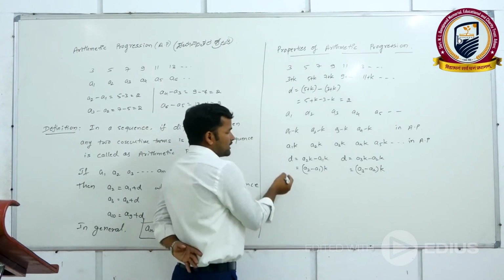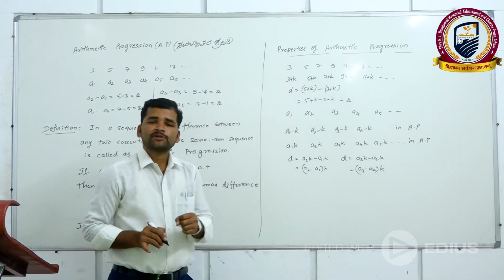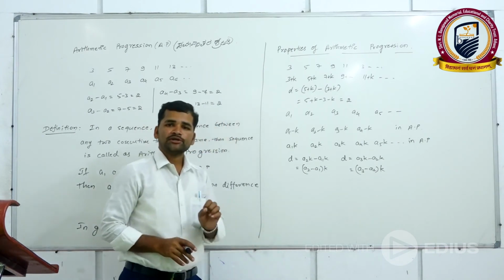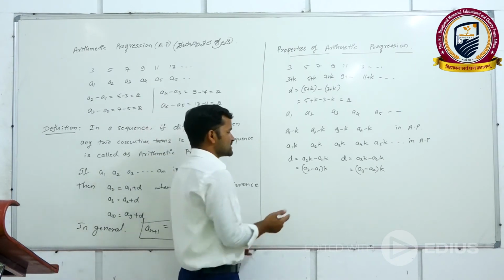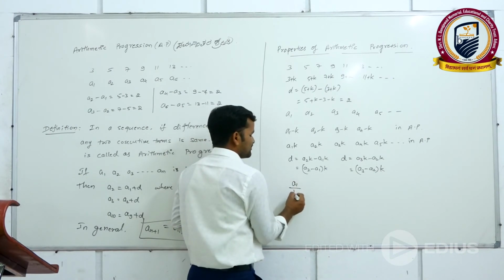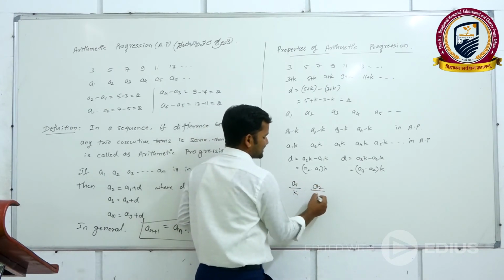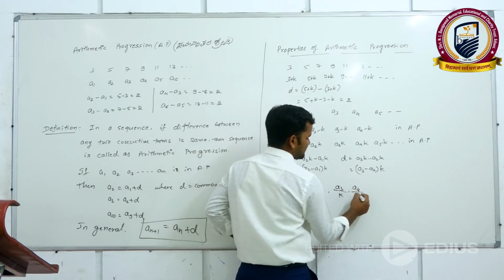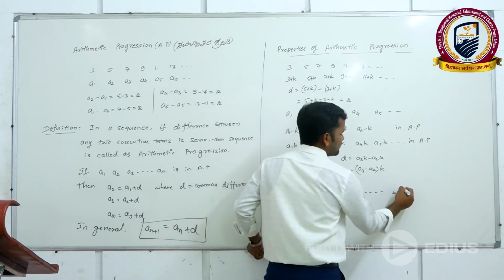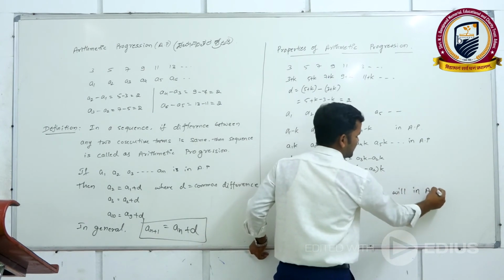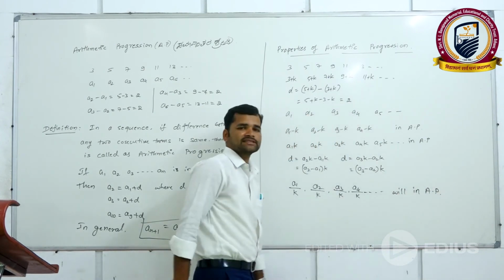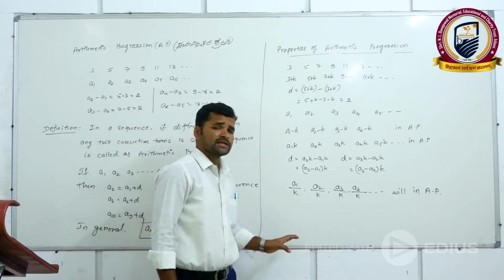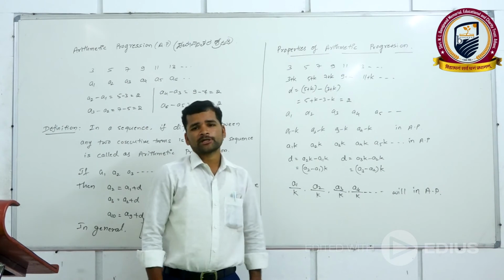Now if you divide each term of the arithmetic progression by a constant, then what happens? Again you see a1 by k, a2 by k, a3 by k, a4 by k, so on will be in AP again. This is about the fourth property of arithmetic progression.